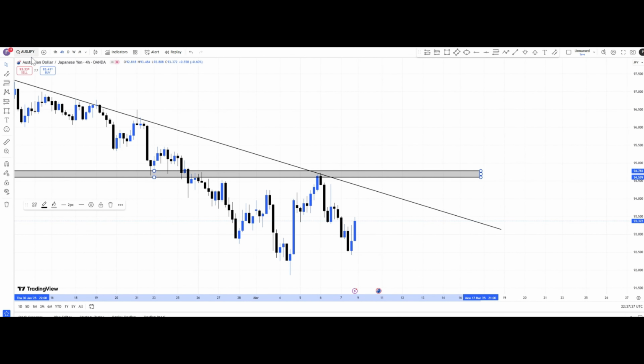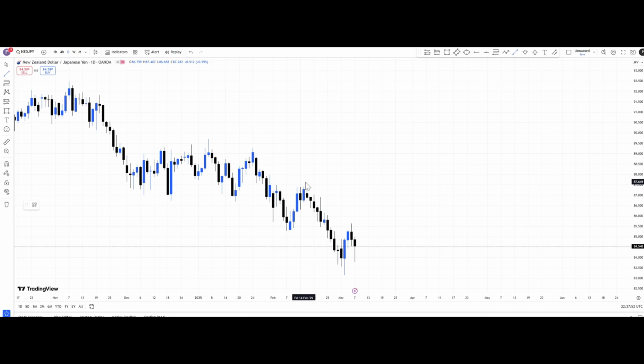Let's say, for example, we go to NZDJPY. Now on NZDJPY, we still had similar movement. We had the trend line, price retesting it. What do we have? We have a zone close to here. So price broke below this zone and retested.